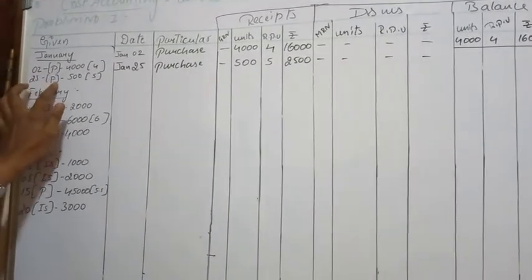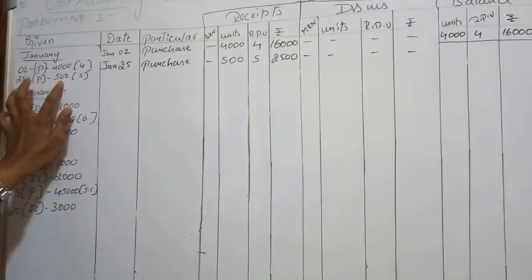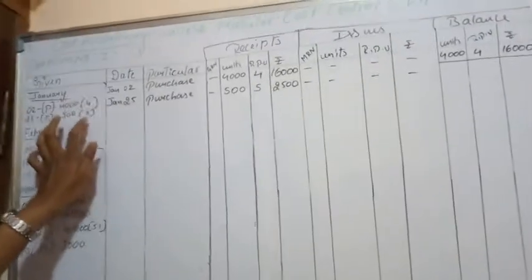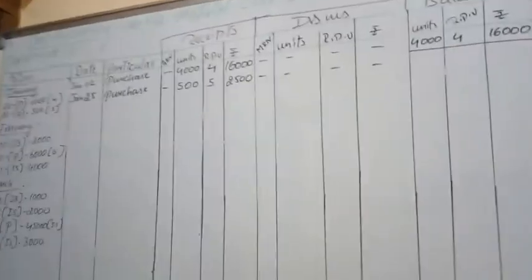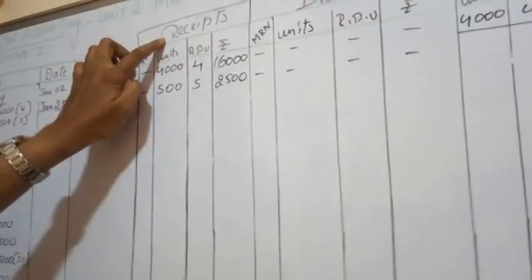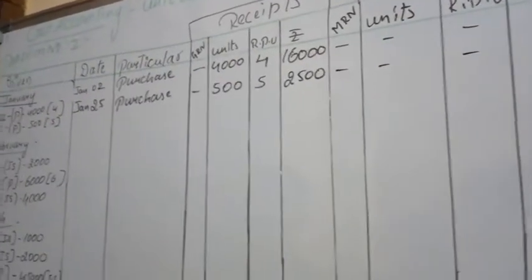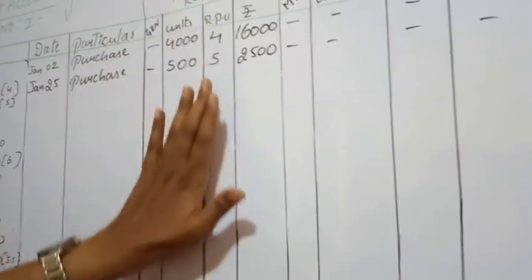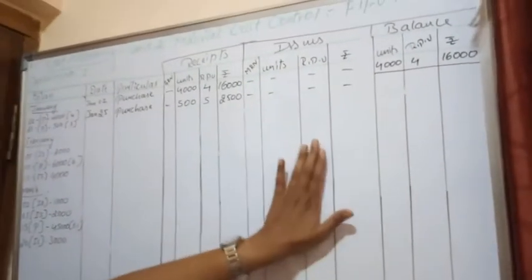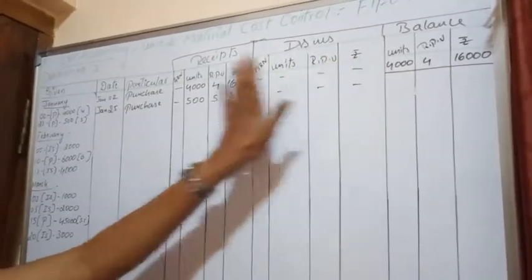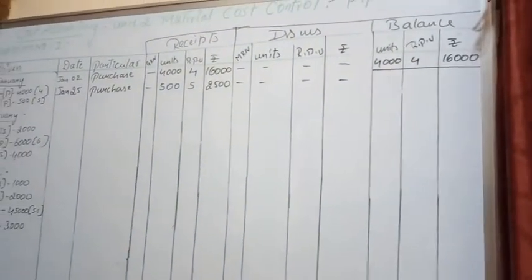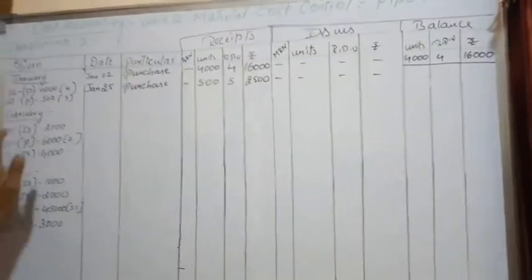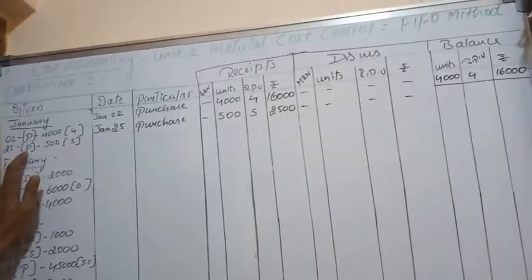Jan 25th there is a purchase of 500 units of material at rupees 5. This I have to record in the statement. One thing we are supposed to remember here: whatever transactions you see related to purchase, you record in the receipt column, and whatever transactions related to issue, you record in the issue column. By balancing these, whatever balance you get, you record in the balance column. Now let us move to the second transaction.